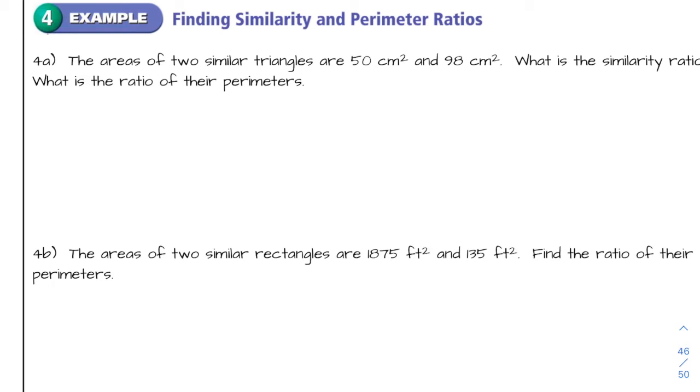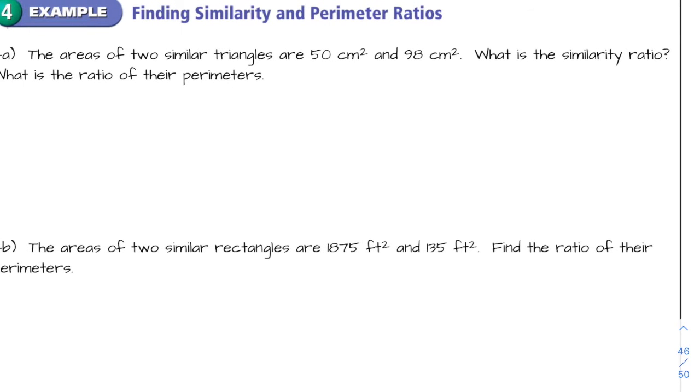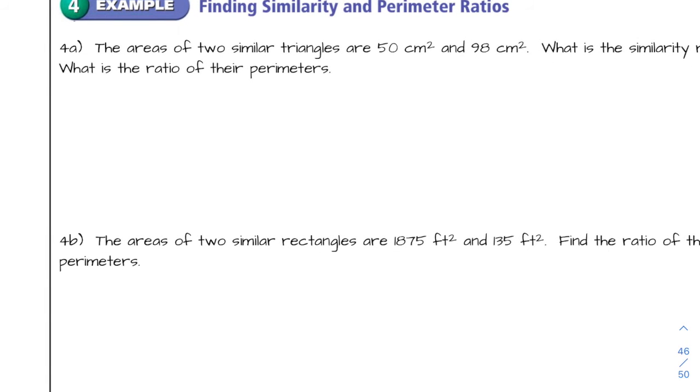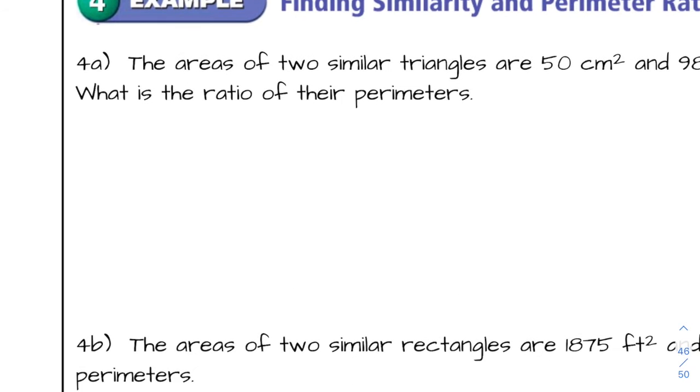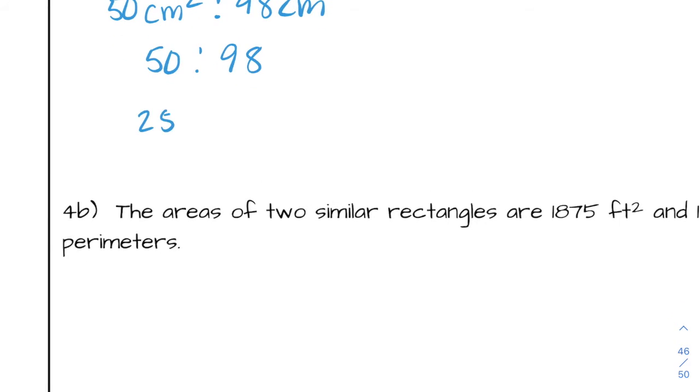So the areas of two similar triangles are 50 centimeters squared and 98 centimeters squared. What is the similarity ratio? What is the ratio of their perimeters? So when it's 50 to 98, let's write that out. 50 centimeters squared to 98 centimeters squared. That's not their ratio. Let's divide out the centimeters from both sides first, and then let's divide it by 2. So 25 to 49.